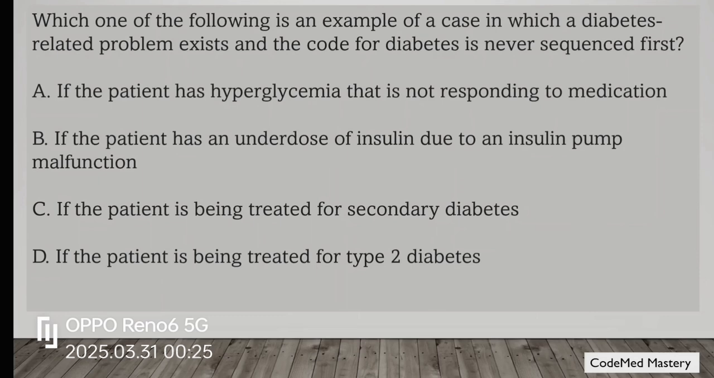And the correct answer is option B, if the patient has an underdose of insulin due to an insulin pump malfunction. According to ICD-10-CM guidelines, when there is an underdose of insulin due to an insulin pump malfunction, the code for malfunction is sequenced first, followed by the code for underdosing. Then code for diabetes is added as an additional code. Therefore, the right answer is option B. Next question.